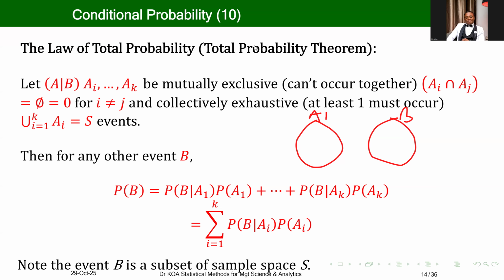Now, collectively exhaustive means that one of them must occur. So you can even have an intersection, but you can't have a situation when none of them is happening. So either A is happening or B is happening. In other words, there is no empty set, basically. And collectively exhaustive, normally it is implicit.